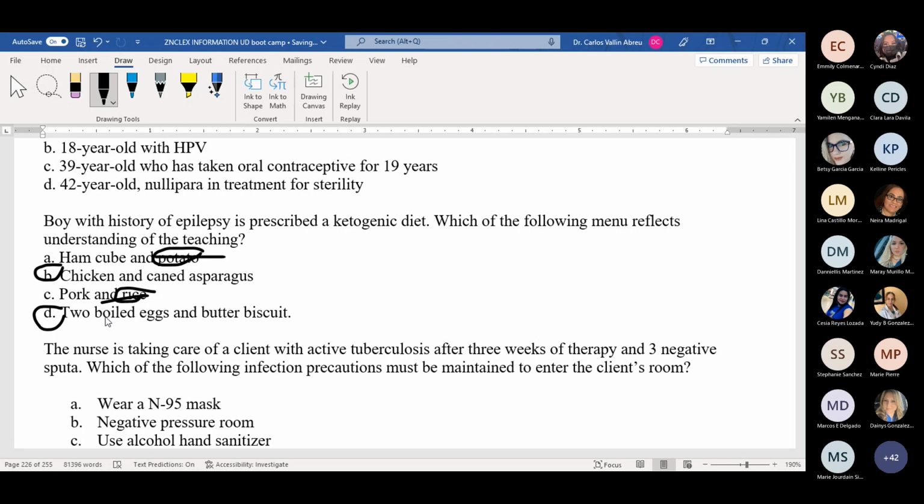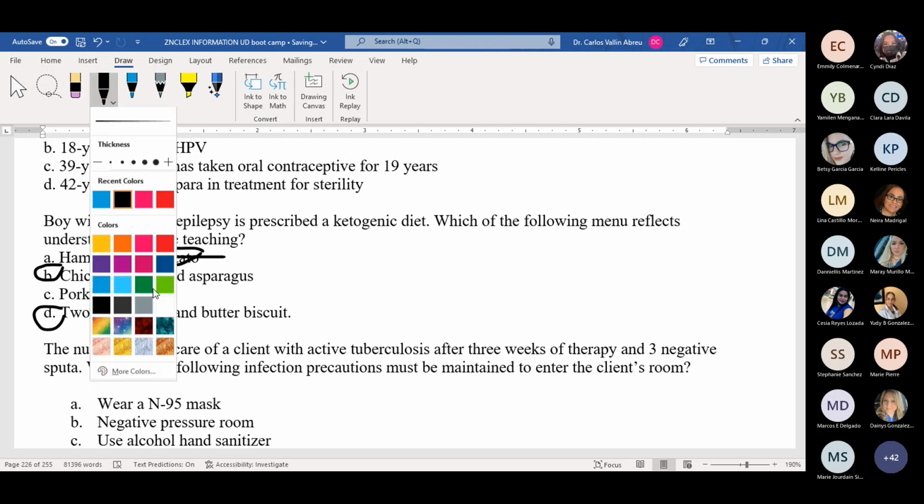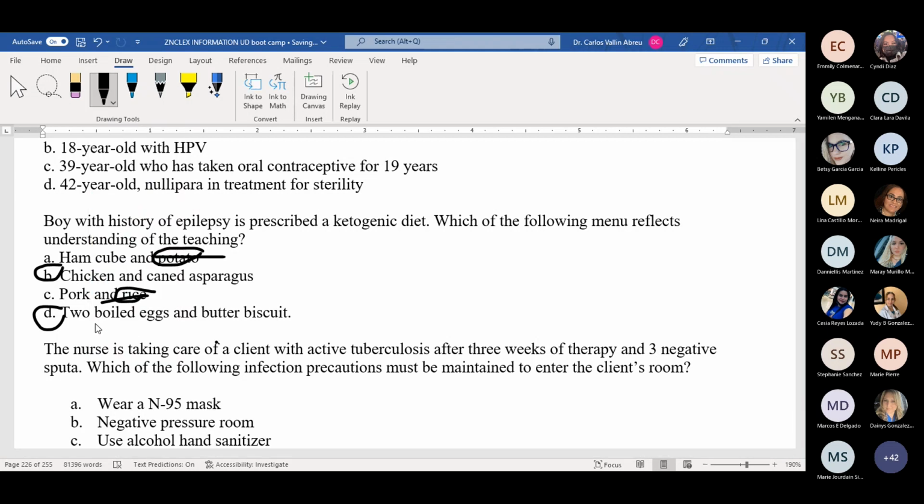The asparagus is definitely carbohydrate. The biscuit has carbohydrate that has a high content of fat. Eggs definitely are fat and protein. It's very ketogenic. Eggs, chicken is ketogenic. The eggs are fats in the yolk and proteins in the white. So this is highly ketogenic. Asparagus is not ketogenic. Chicken is ketogenic; this is mainly protein.